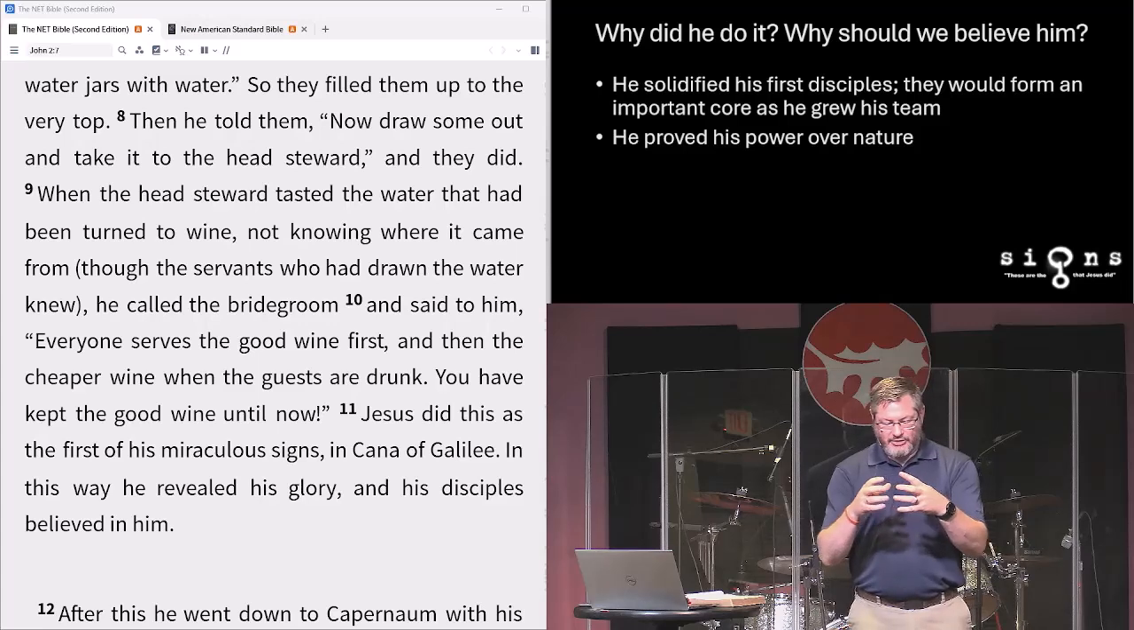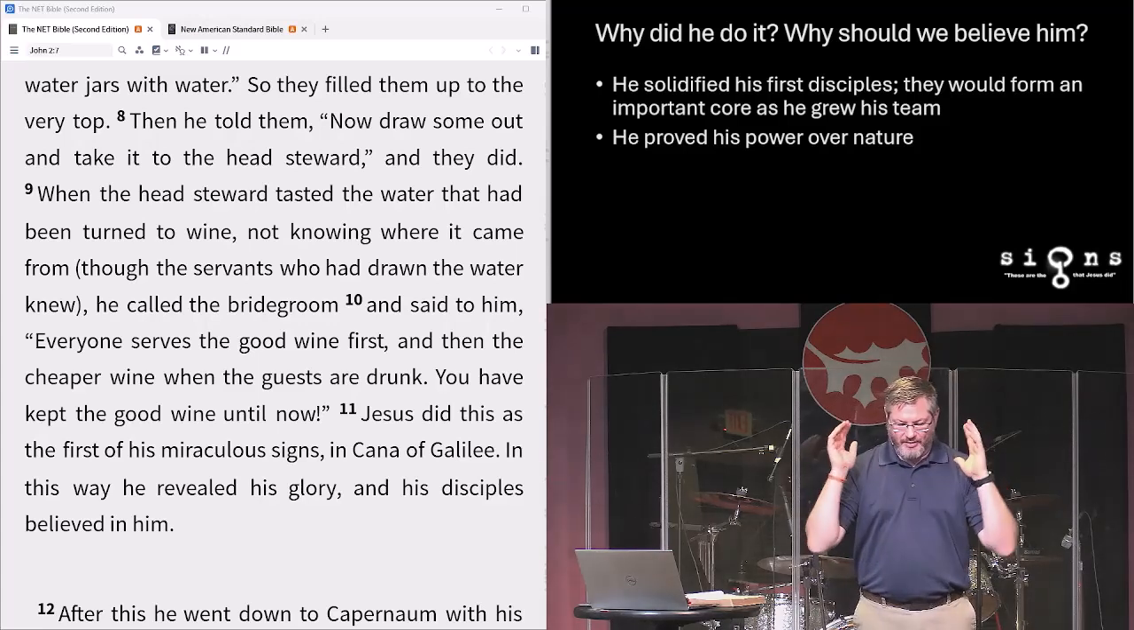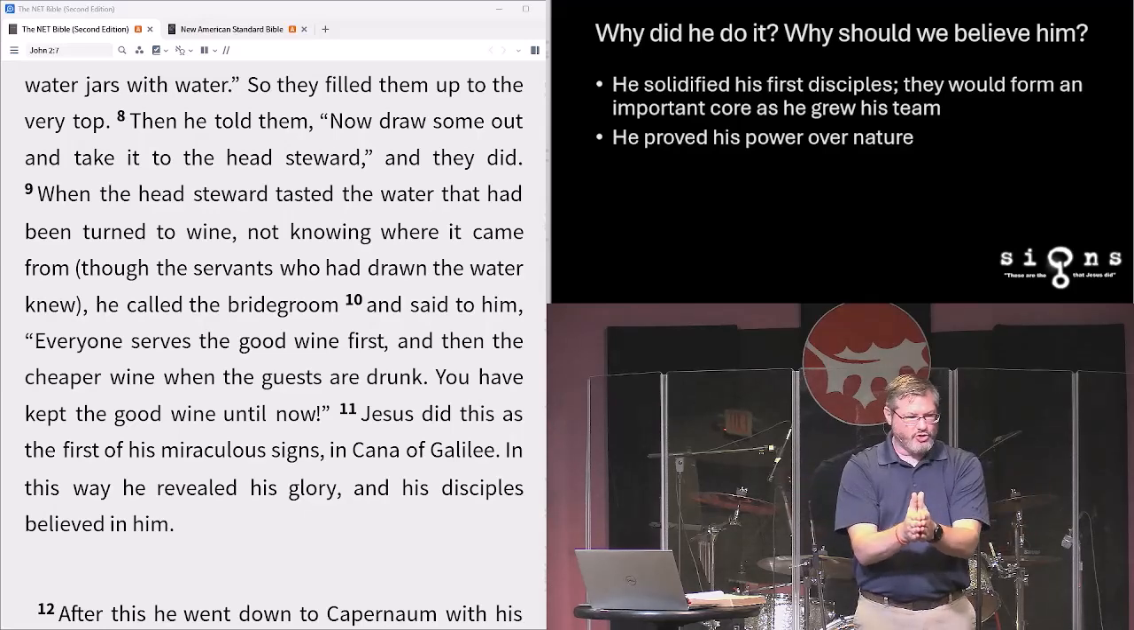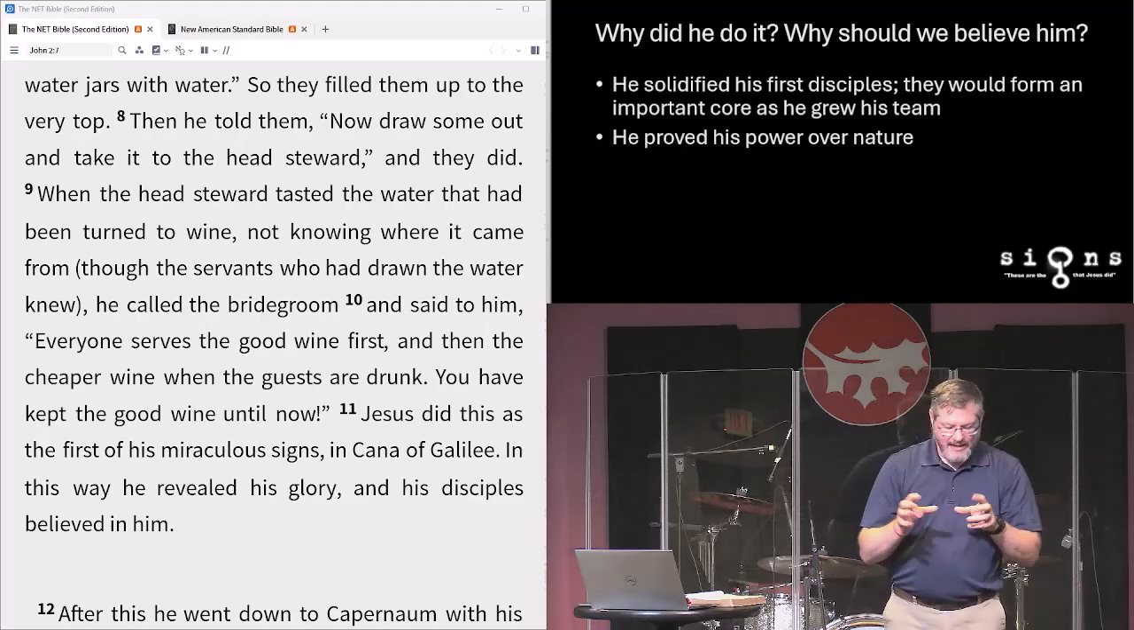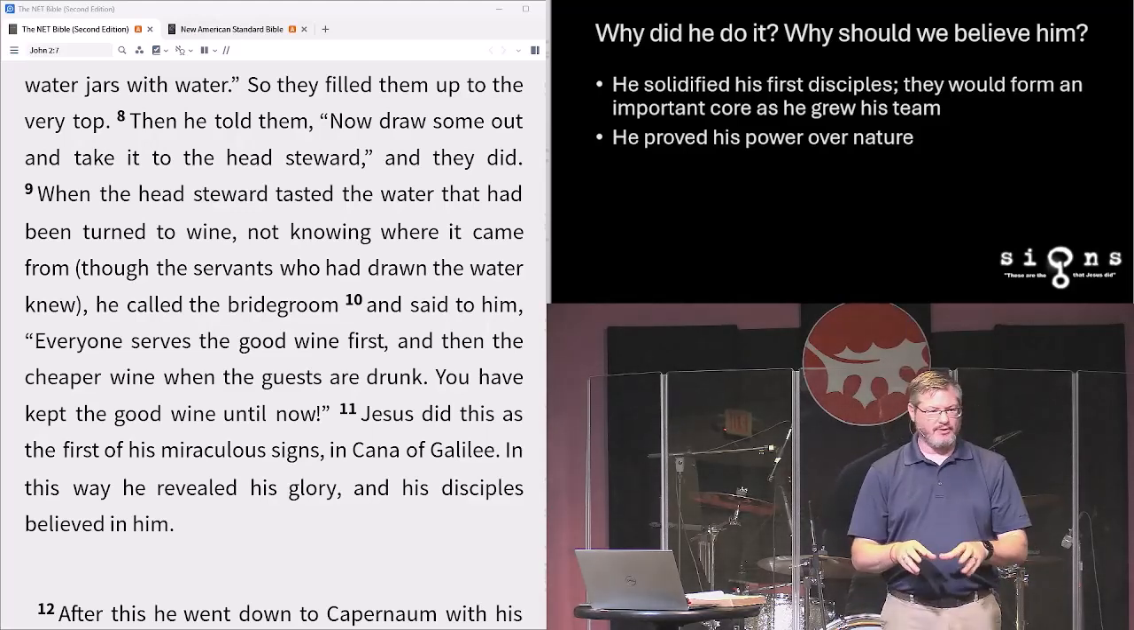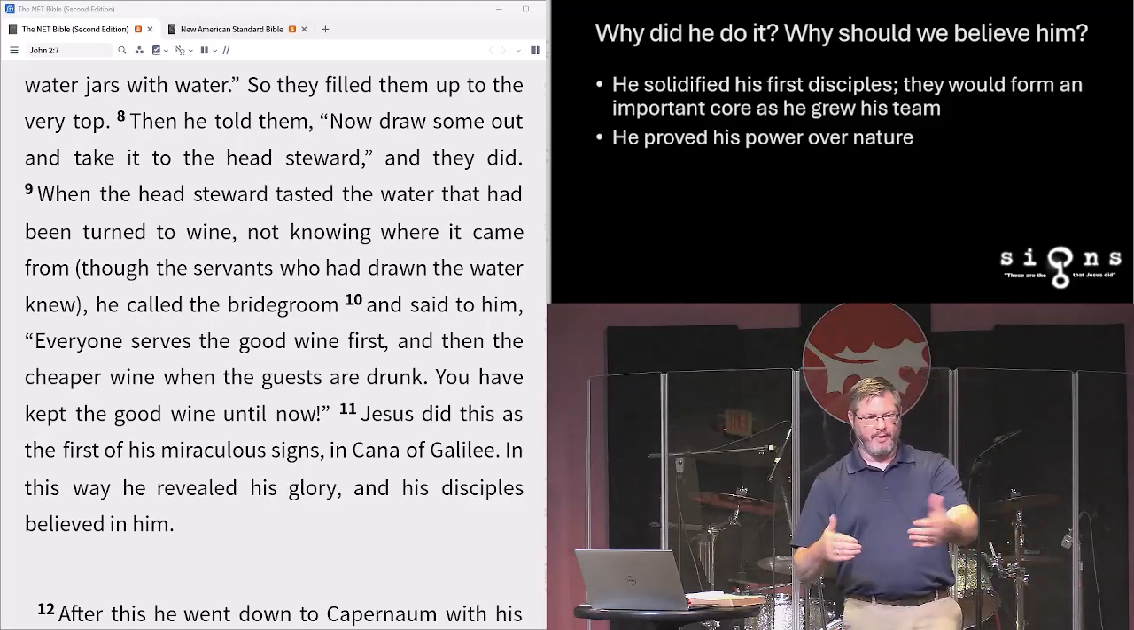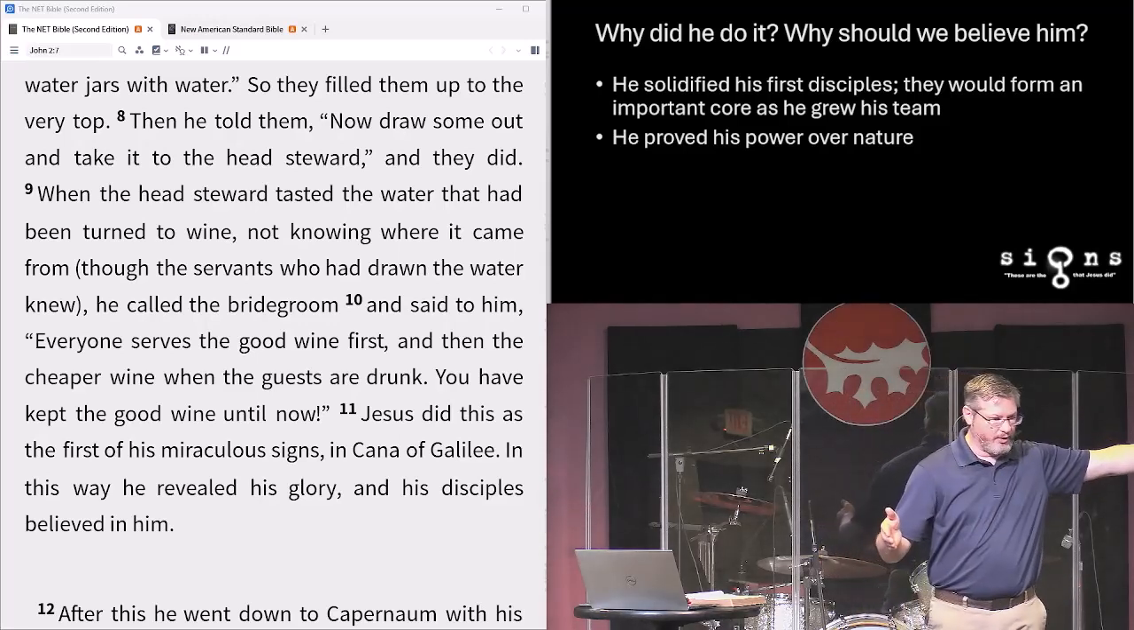It's Jesus took something that already happens. He took the system, he took nature, and he shortened the process. This doesn't make it any less miraculous, but this was the first one. This wasn't the last one. He's building up, and we'll see each one builds up a little bit more.